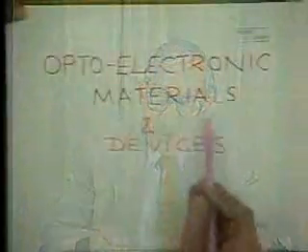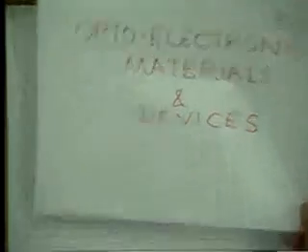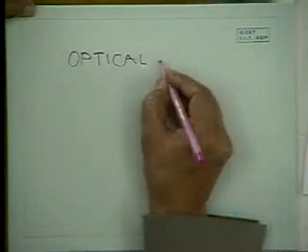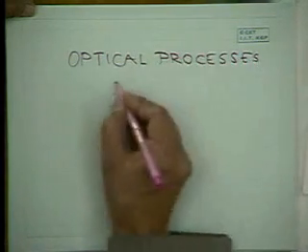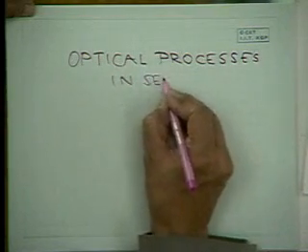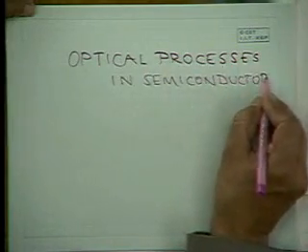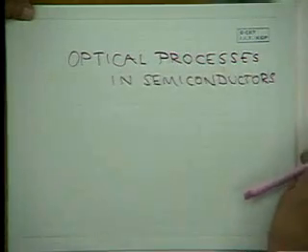The title of this course is Optoelectronic Materials and Devices, and the main topics that I'll describe in this course of 42 lectures are, starting from the fundamentals of optical processes in semiconductors, because these form the active sources and detectors in most optoelectronic systems.